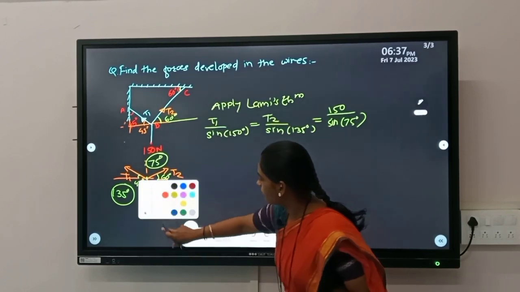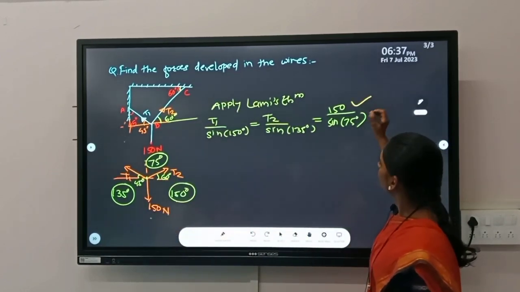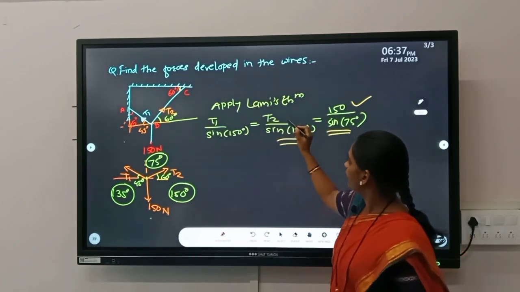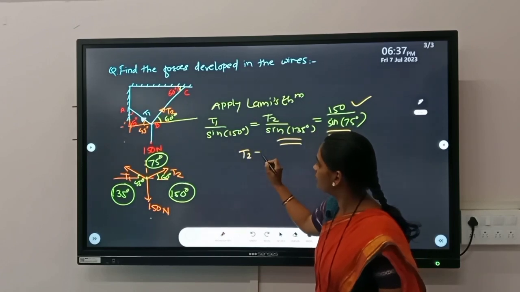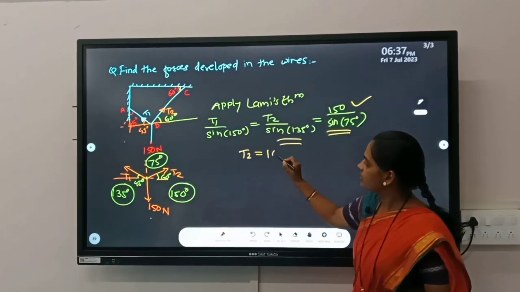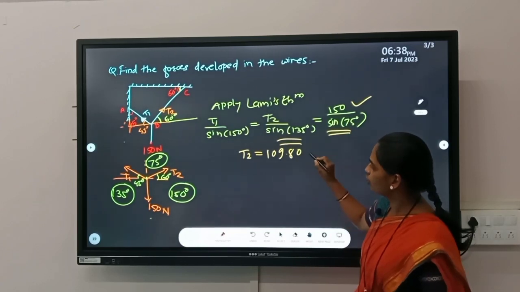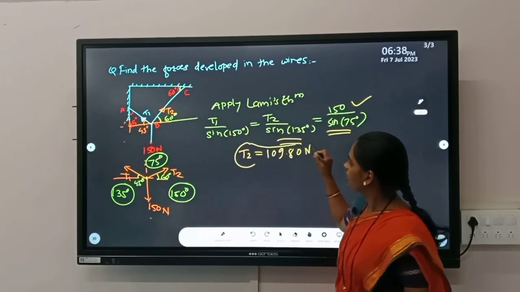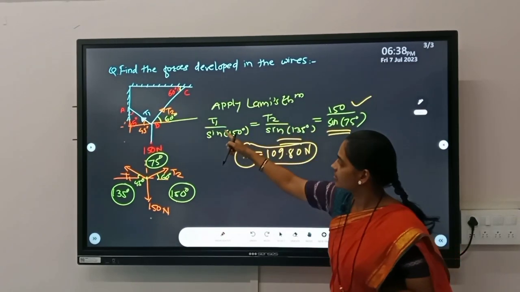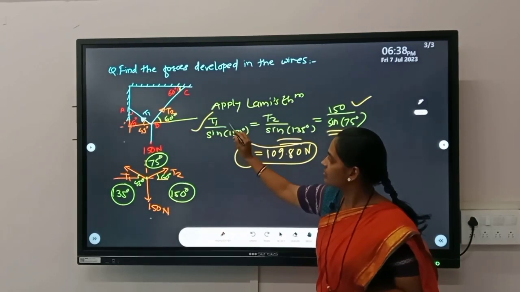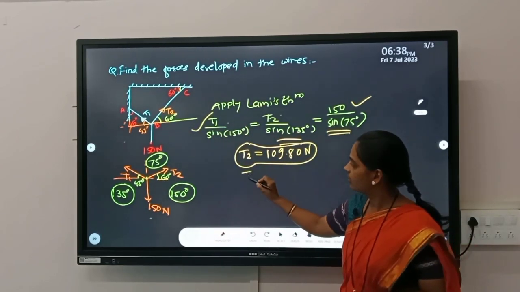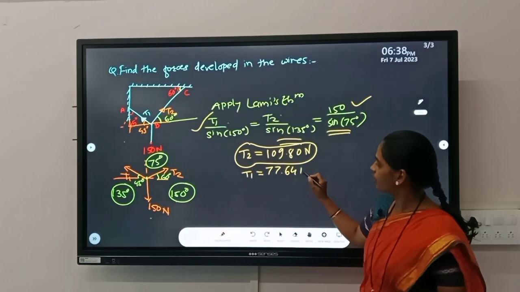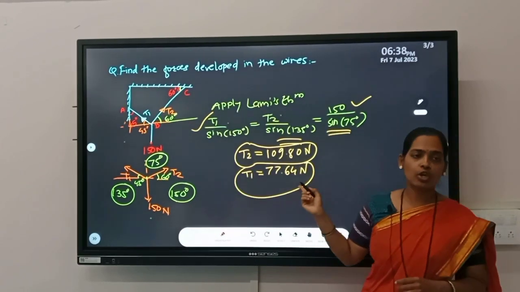Now we know this value, equate this particular parameter to this, we can calculate the value of T2. Therefore equate these two values and tell me the value of T2. T2 is equal to 109.80 Newton. Since the given weight is in Newton, the value for this is also in Newton. Now equate this value to this, you may calculate the value of T1. So equate this equation to this and tell me the value of T1. T1 is equal to 77.64 Newton.